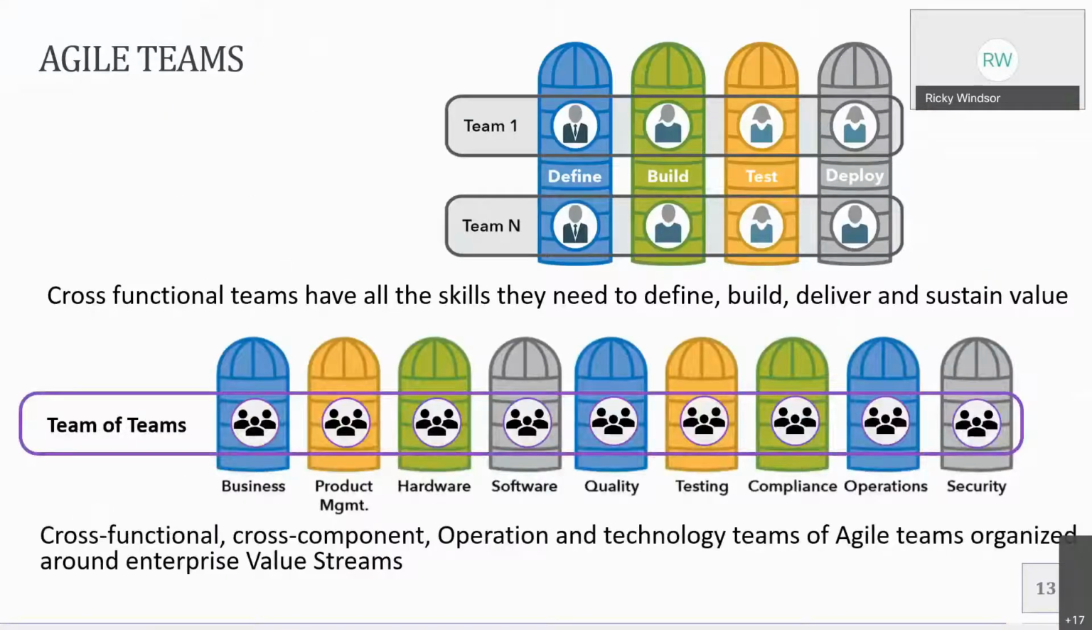Right, so this is a fair example of looking at Agile Teams. So the top part of it, right, from team 1 to team N, cross-functional teams and structuring that. So each team has all the skills they need to build, define, deliver, and sustain that value stream. And then rolling that up into teams of cross-functional, cross-component, operational and technology teams of Agile teams organized around those enterprise value streams, right? So kind of tiering this up, and this is where that hierarchical dual operating structure functions, right?